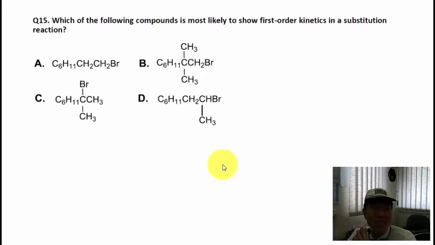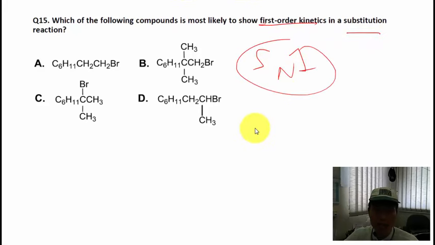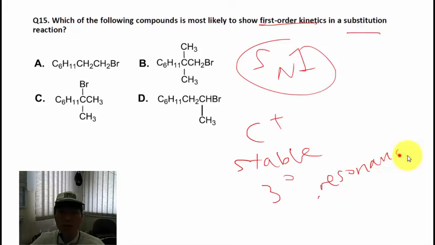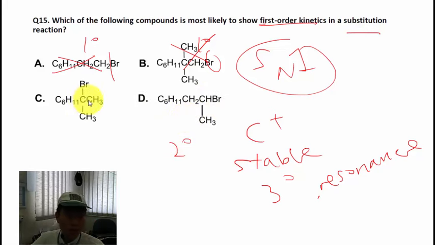Last question, finally. Question 15. Which of the following compounds is most likely to show first order kinetics in a substitution reaction? First order means what? It's a 1. Substitution, SN1. Translate, C+, carbocation, stable carbocation. Tertiary, if okay, resonance, if possible. Primary, fail. For B, it is primary. Look carefully. Primary, no good. For D, it is secondary, possible. For C, tertiary.